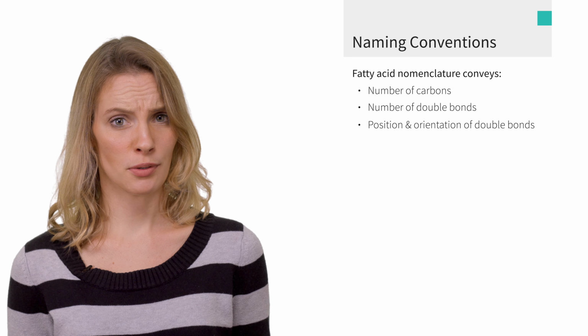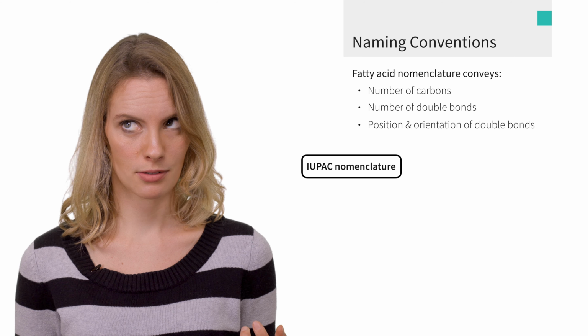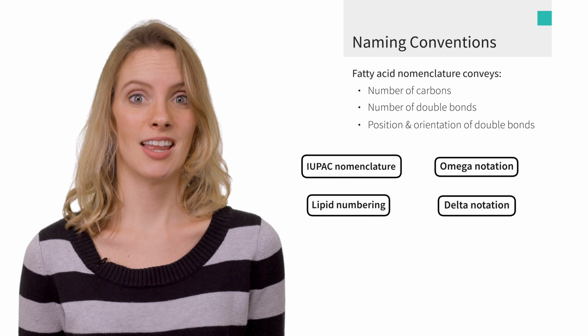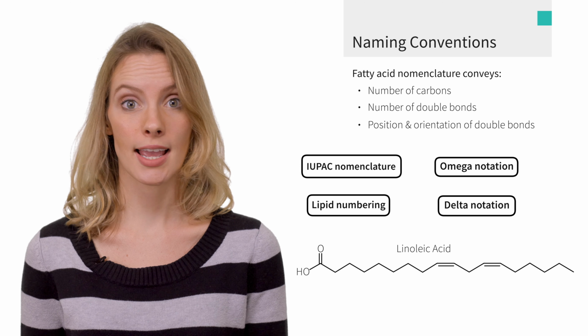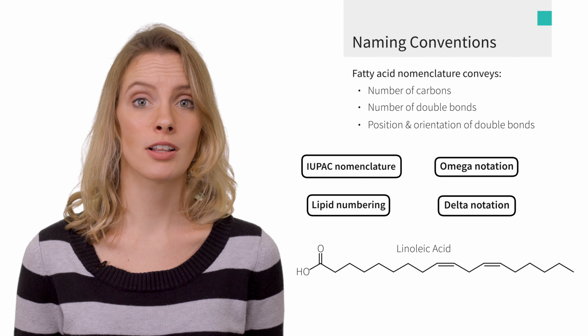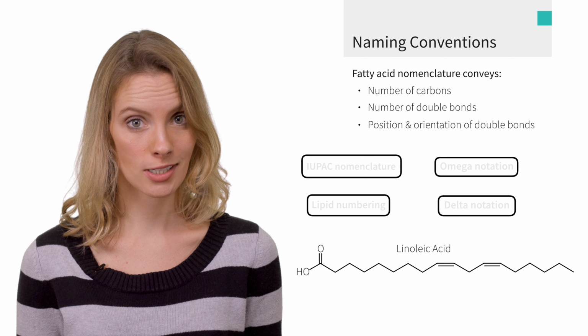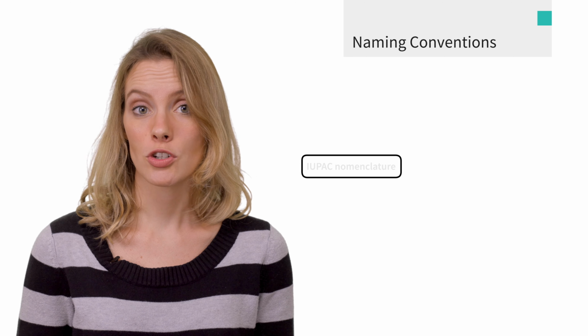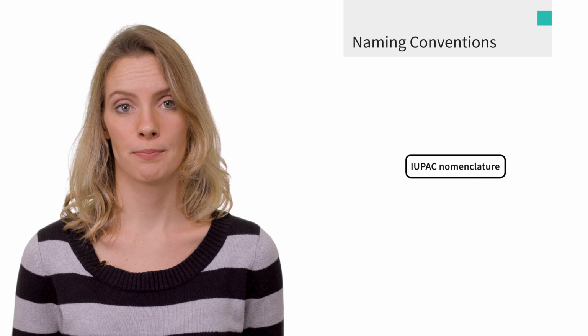This would be plenty to deal with under a single system of nomenclature, but to make matters even worse for us, multiple such systems exist. And many fatty acids, like linoleic acid, have common names that fall outside any of these systems. Fortunately, you don't have to worry about memorizing the common names of fatty acids, but you should understand a few of the systems of nomenclature.